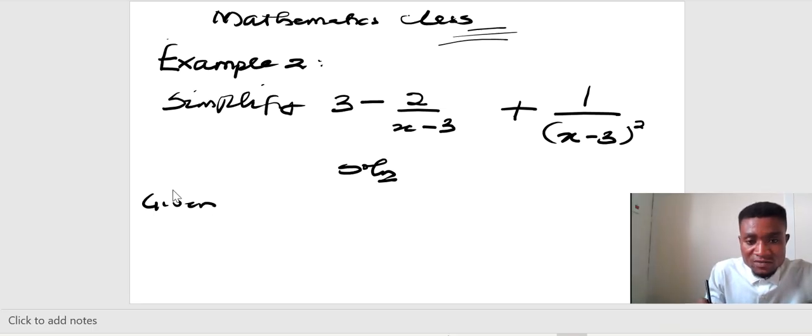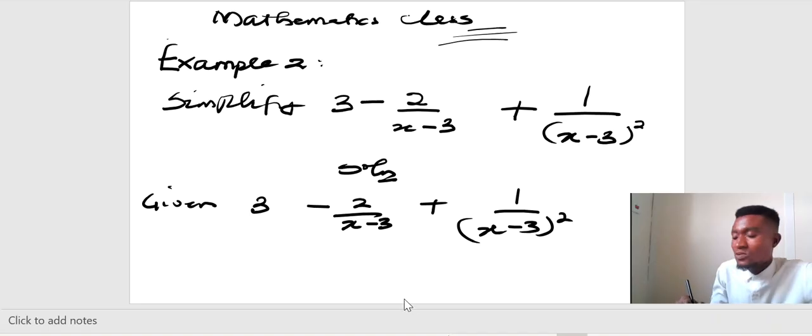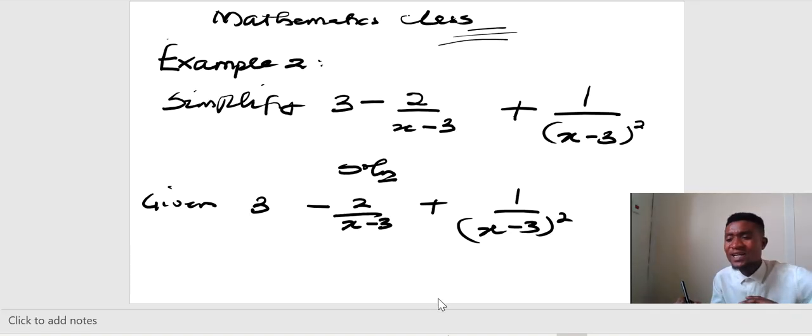So given 3 minus 2 over x minus 3 plus 1 over (x minus 3) all squared. Like we said earlier in our previous class, the first thing to do is to check the values of the denominators of all the fractional parts of any given question, and then find out the lowest common multiple, or the LCM, of the denominators of that particular question. Very, very important for us now.